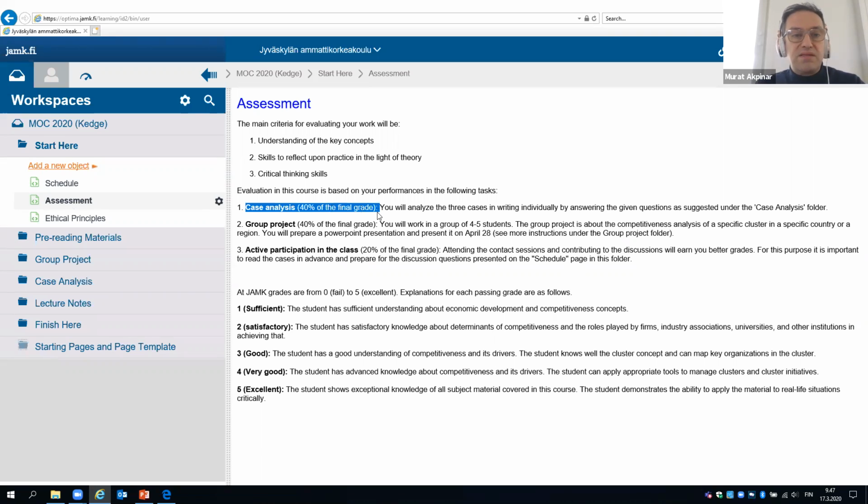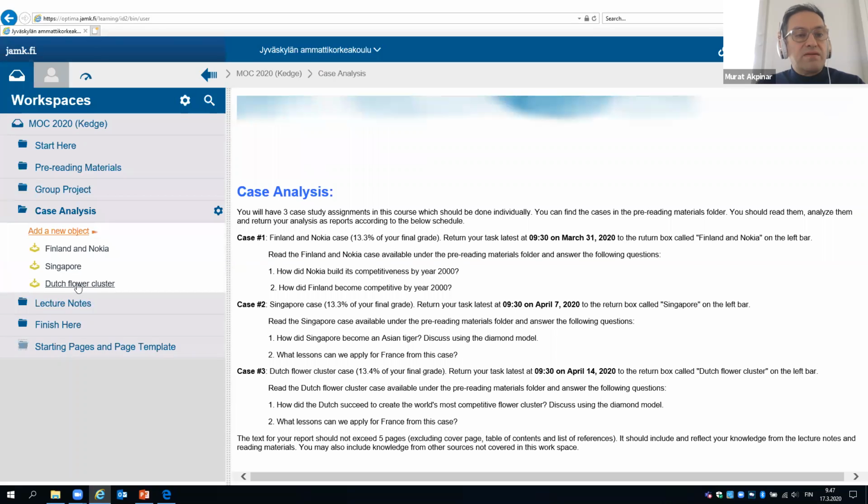What does this case analysis mean? It means the following. Under the case analysis folder, you see that I have put here two questions related to each case. You are expected to read the cases before the sessions when we will discuss about them. And you are expected to write in your own words a 5-page report on answering these questions in the light of the cases that you read. So you will be assessed based on those reports. I tried to share it equally between the three cases. So if you divide 40% by 3, about 13.3% of your final grade will come from each case.